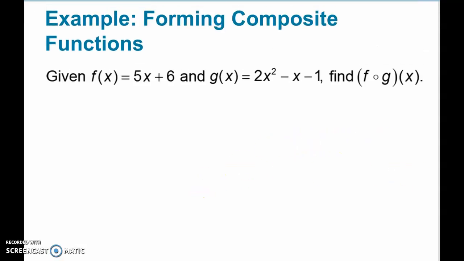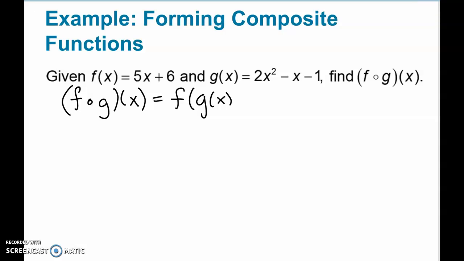So here we have two functions, and it asks us to find f composite g of x. When you see this circle notation, that means composite. It is not the same as multiplying. It is f of g of x.